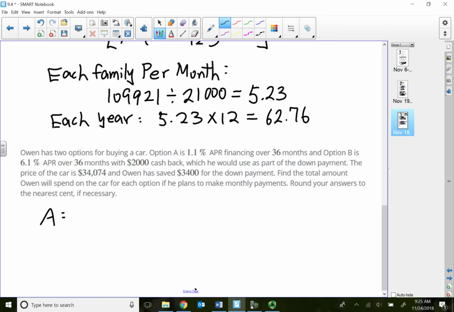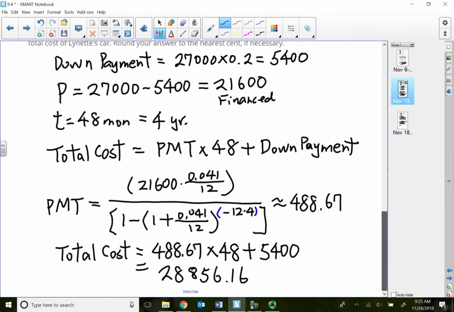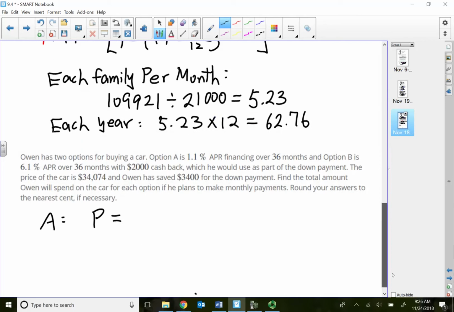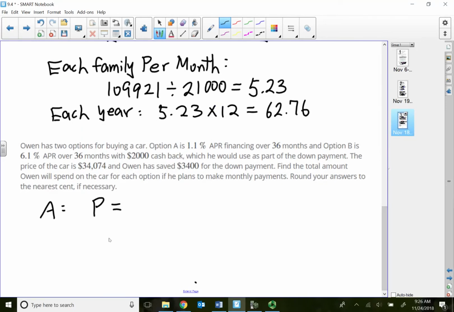So what did he finance? In order to find the monthly payments, because the problem is asking for the total amount Owen will spend on the car. So this example is a lot like the next example, but I just need to do it for two different options. So what will he finance?